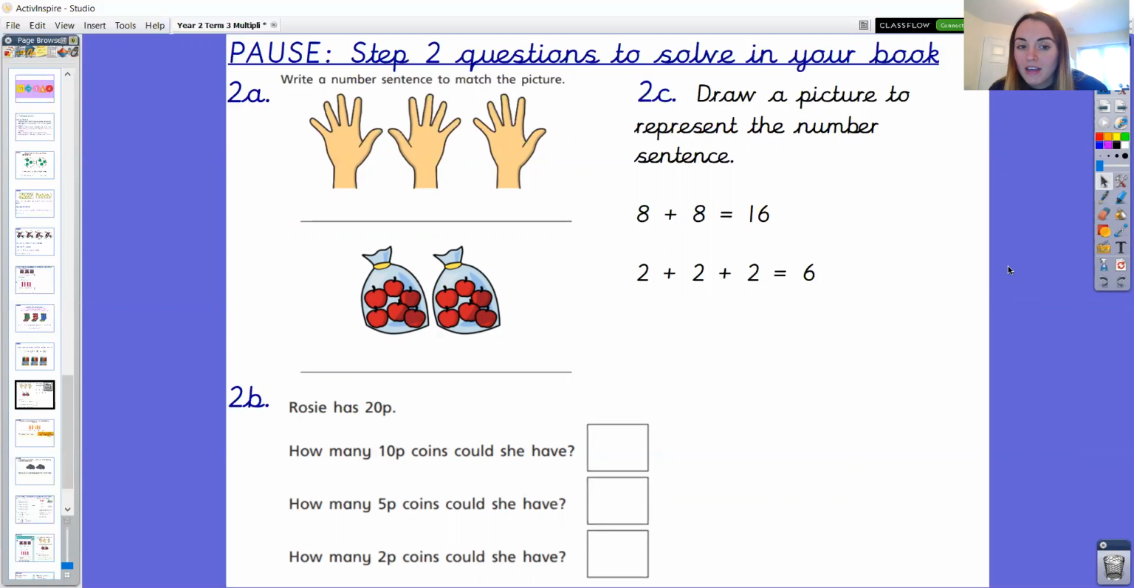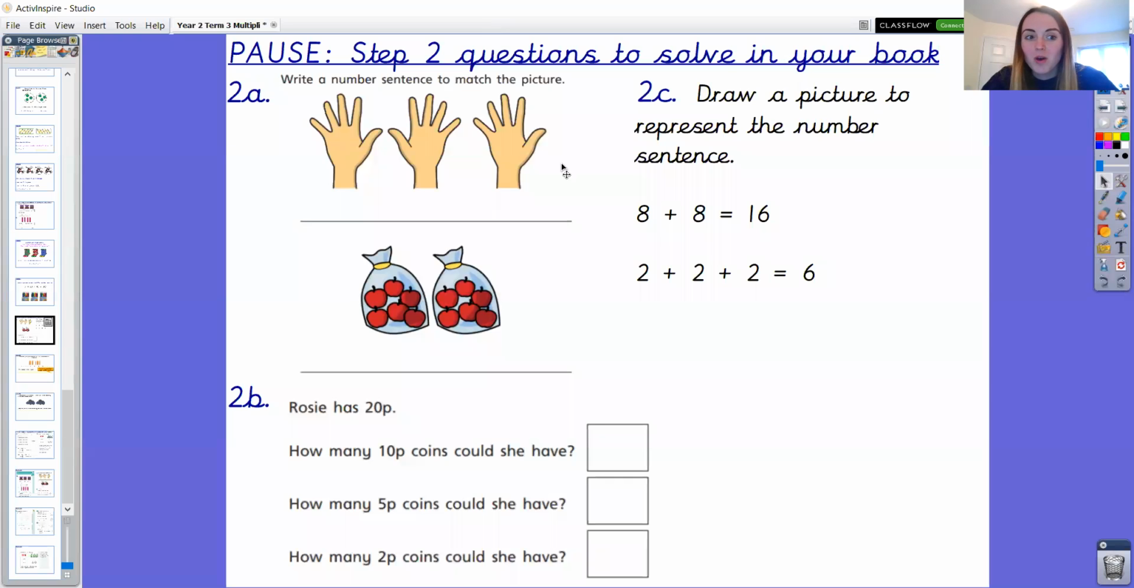On to B, there's a question around Rosie. Rosie has 20p. So having a think around how many 10p, 5p and 2p coins she could have. And then on 2C, please draw a picture to represent the number sentence. Similar to 2A, there are 2 parts to this question, so please draw a picture for each number sentence. I hope you enjoy it, Year 2.